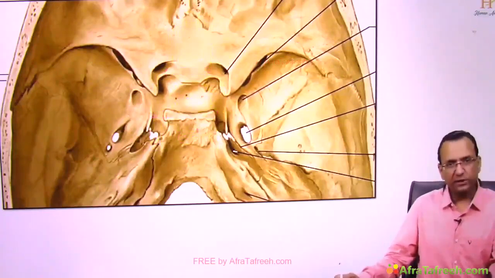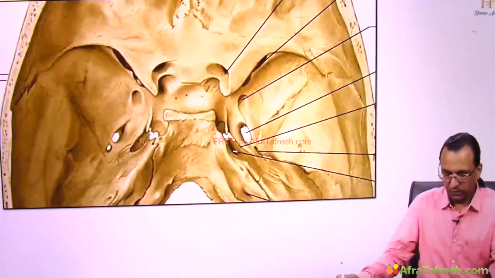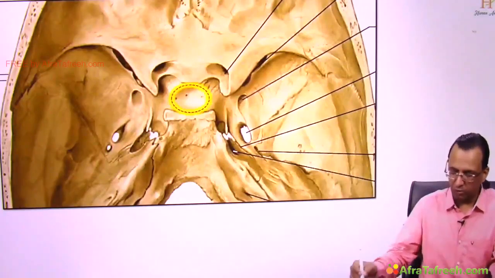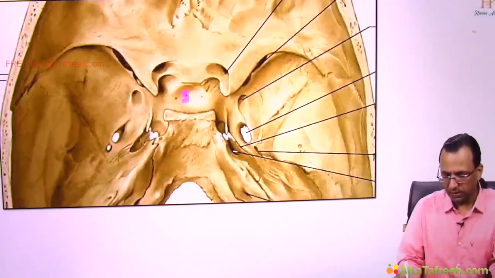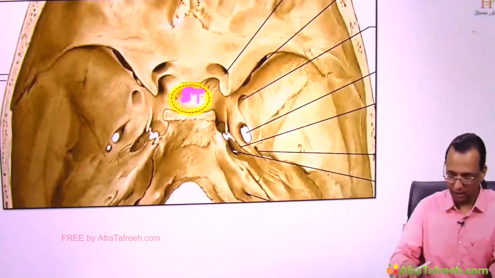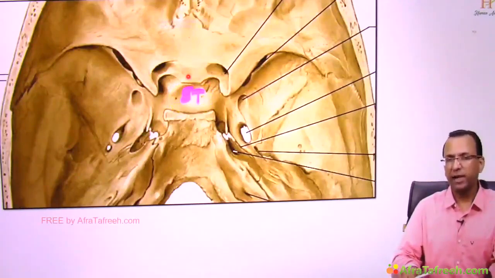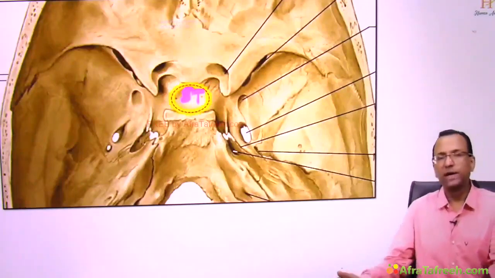Can you tell me what is this? This is the floor of the middle cranial fossa, body of sphenoid. No, that is there, but what is inside there? The pituitary gland. You are talking about the pituitary gland? Yes. Okay, you are talking about the sella turcica now. Remember, the sella turcica is in the body of sphenoid at the floor of the middle cranial fossa to keep the pituitary gland in the midline.